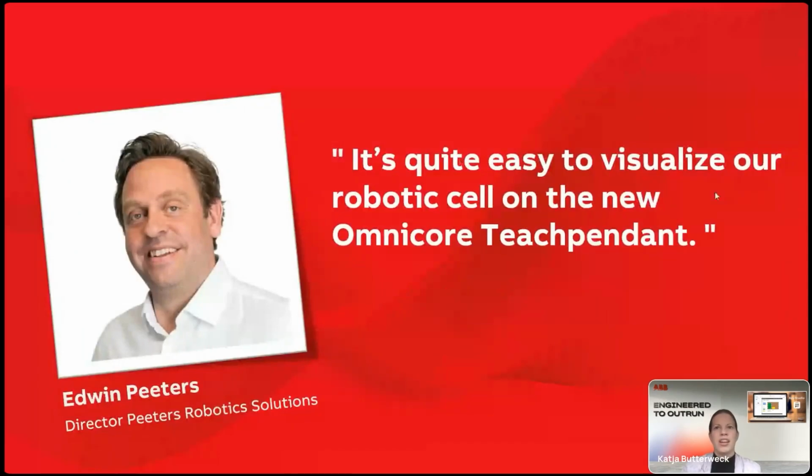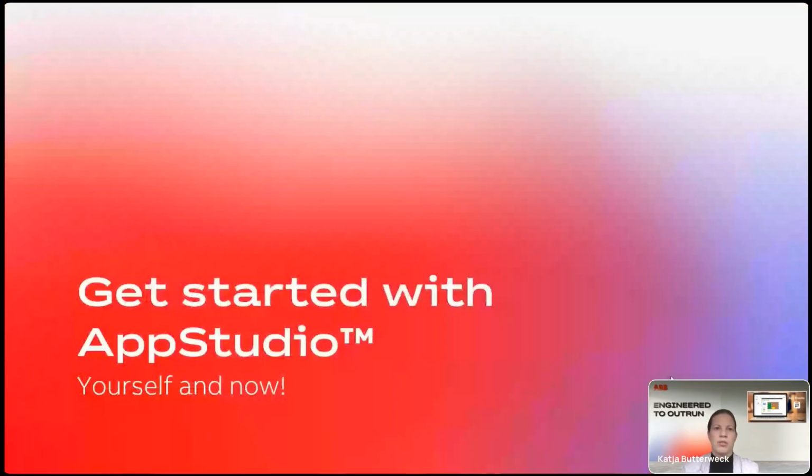I think that is from Edwin Peters. One comment: it's quite easy to visualize a robot cell on the new OmniCore Teach panel, and I think that's exactly our ambition. Because I get a lot of questions, what's the price for it? And the good news is that it's actually really something which is for free, because our ambition is to enable you to make it easier for the users. Because at the end, if you succeed in a faster way, at the end, we will also sell more ABB robots. So that is basically really a tool to enable you to succeed.